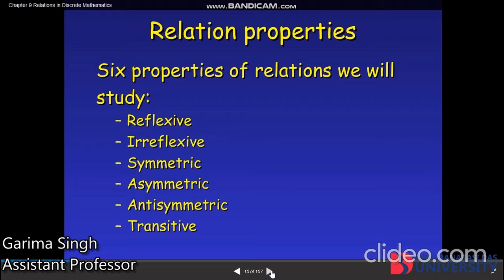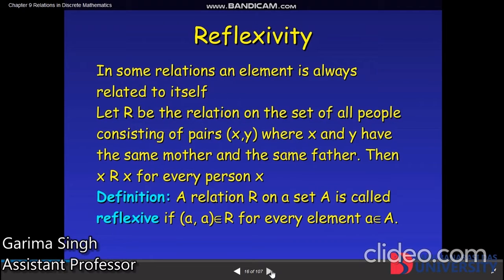There are various properties of a relation: reflexivity, irreflexivity, symmetry, antisymmetry, asymmetry, and transitivity. Reflexivity: in some relations, an element is always related to itself. Let R be a relation on the set of all people consisting of pairs (x, y), where x and y have the same mother and the same father; then x is related to x for every person x.